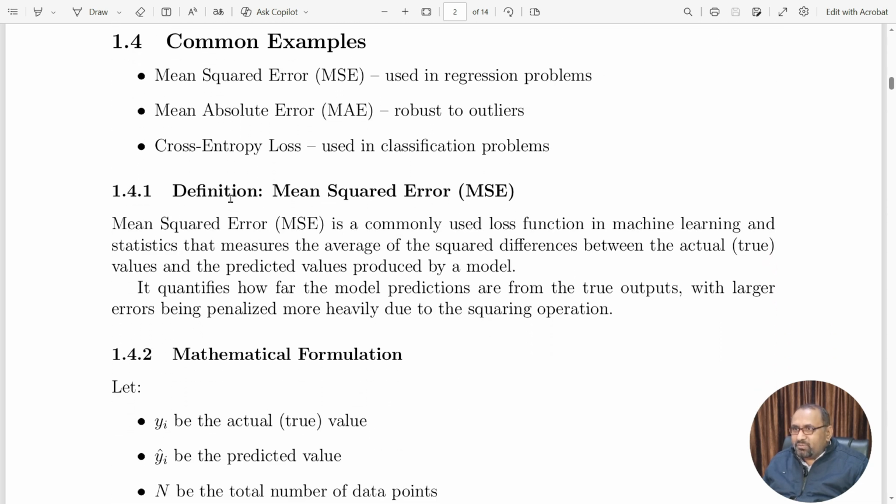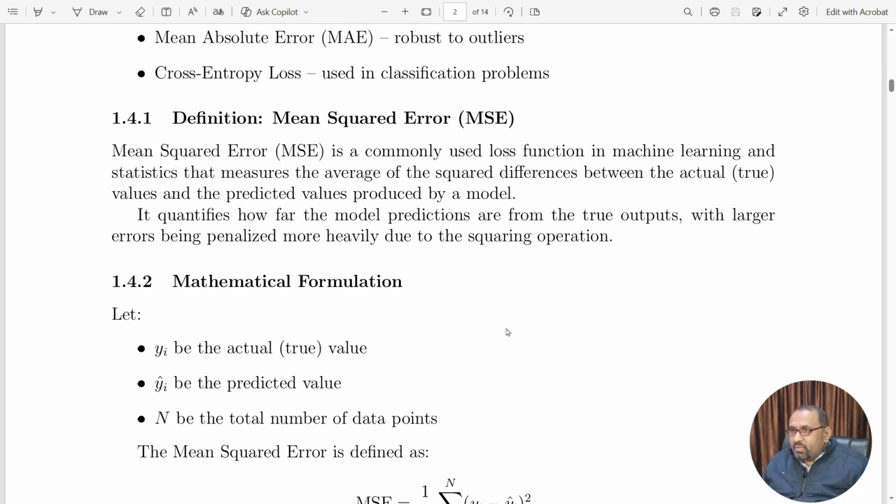First we have the definition of mean squared error, then the mathematical formula and examples, and we will also try to solve an example. Mean squared error is a commonly used loss function in machine learning and statistics that measures the average of the squared difference between the actual value and the predicted value produced by a model. It quantifies how far the model predictions are from the true output, with larger errors being penalized more heavily due to the squaring operation.